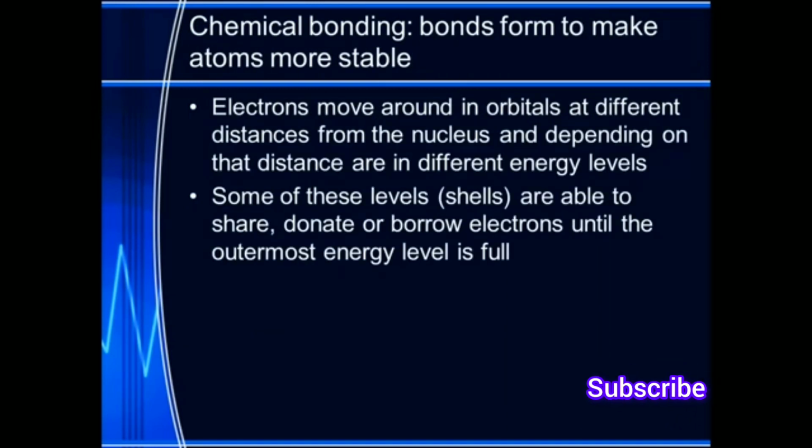Now, chemicals will bond, or elements bond, and atoms bond, and they do this to make their combination or their initial atom more stable. As I mentioned, electrons move around the nucleus in orbitals at different distances from that nucleus, and depending upon that distance, there are different energy levels. Some of these energy levels, or shells as they're also called, are able to share, donate, or borrow electrons until the outermost energy level is full, which is when it's most stable.